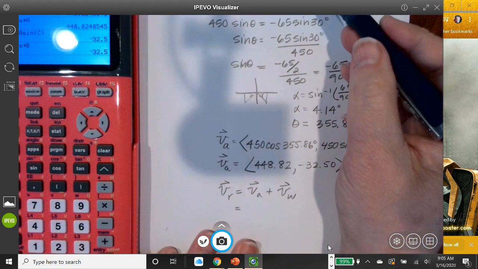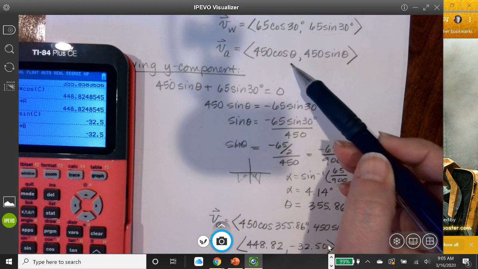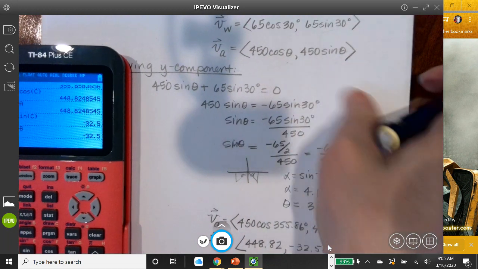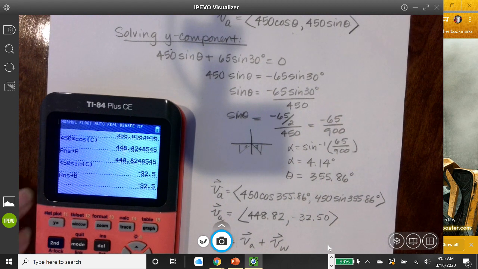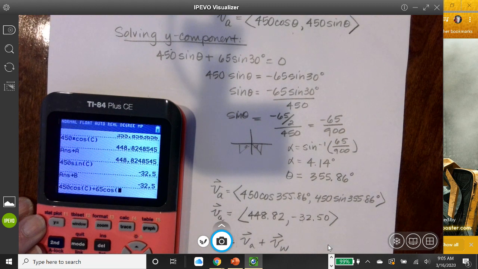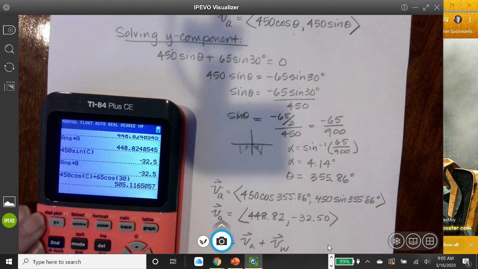Okay, so when we add the velocity of the wind up here, using cosine of C here and C, because we saved those in C. Okay, so I'm going to add 450 times the cosine of alpha C plus 65 times the cosine of 30 degrees. And that's going to give me 505.12. And then I'm going to copy this and change those to sines.